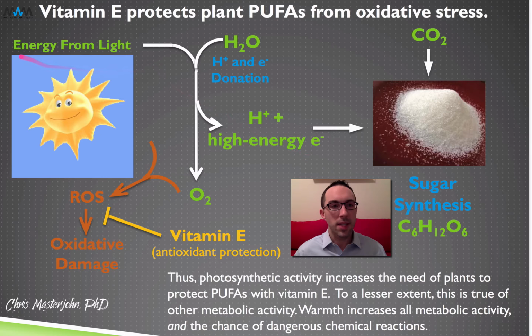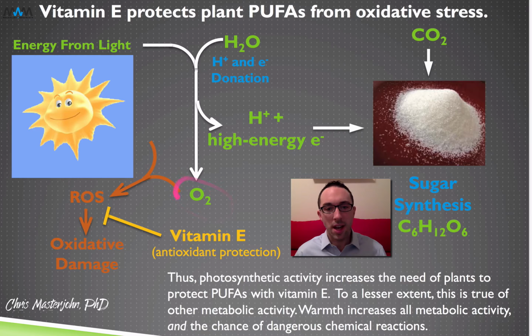In photosynthesis, we take energy from sunlight, and we combine hydrogen from water with carbon and oxygen from carbon dioxide, and that makes sugar. There's some oxygen left over, and that gets released into the atmosphere.